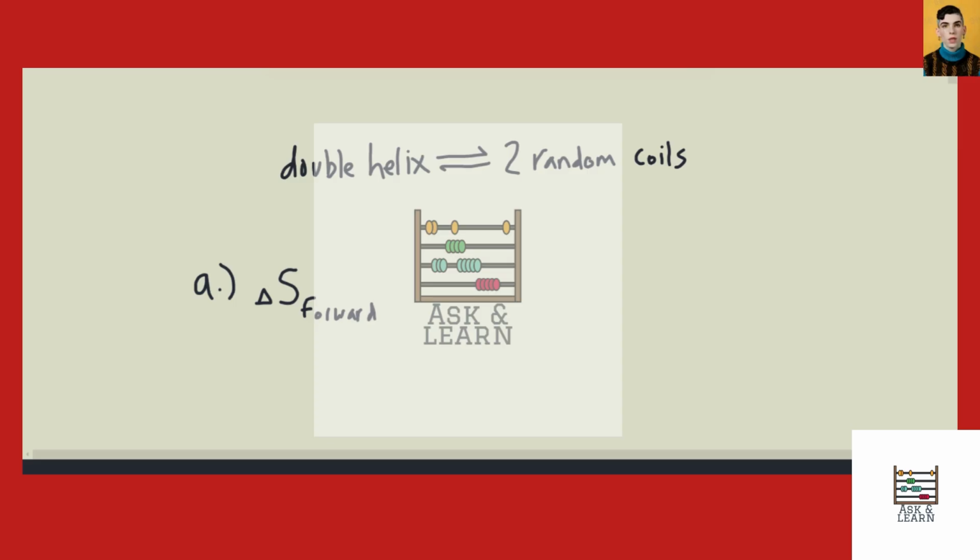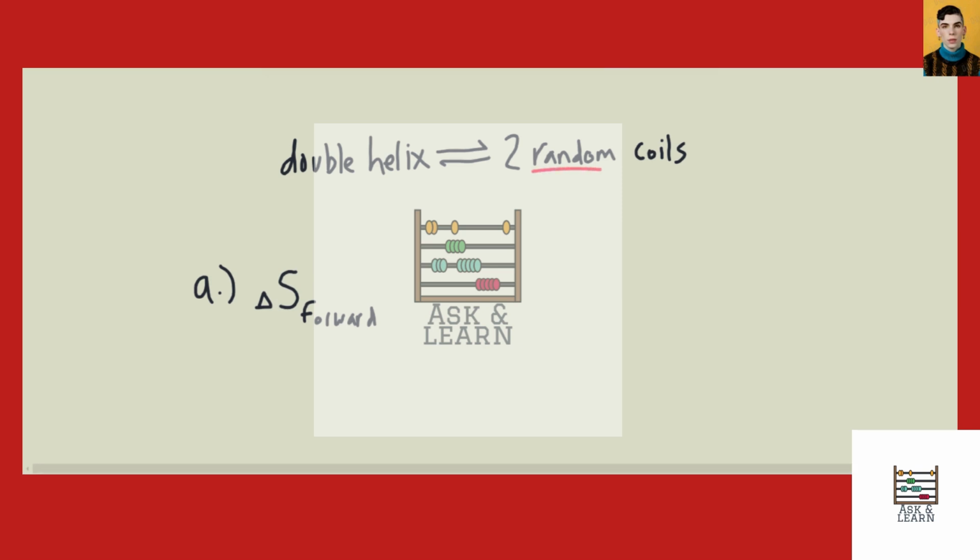We are given a generic reversible reaction to model how adding heat to the double helix structure of DNA causes the hydrogen bonds that form that structure to break and therefore cause the two strands to form two different random coils. In part A, we want to determine whether the sign of the change in entropy for the forward direction of this reaction is positive or negative, and we want to explain how we know.